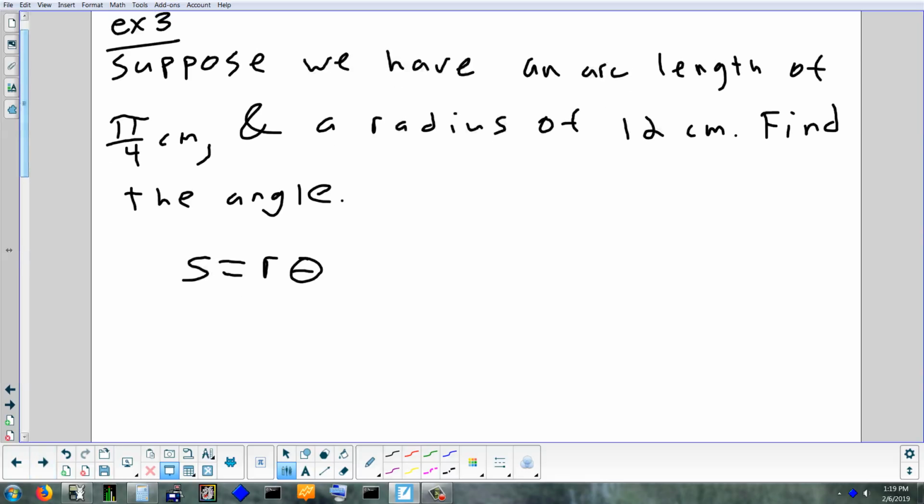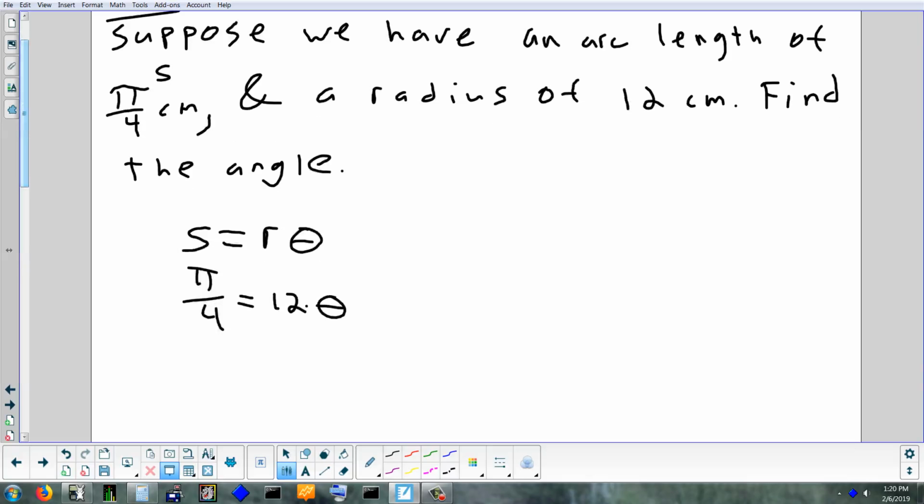Okay, so let's start with the pi over 4 centimeters. Jayla, where's that pi over 4 going to get plugged in? S. That's your S, yep. Pi over 4 equals, let's see if we have another piece of information. Radius of 12. Jacob, what letter do you think the 12 is going to go in for? R. Yeah, it's going to go in for R because that R stands for radius. And theta, well, that's what we're finding. We don't know.